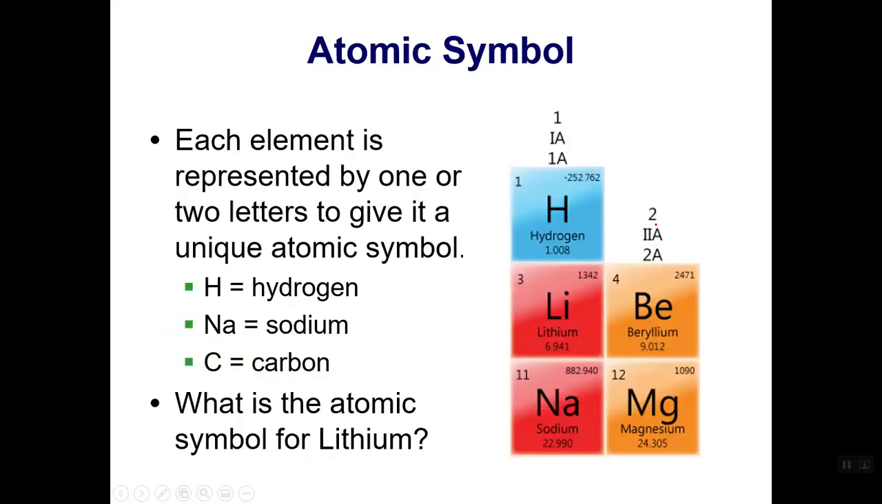Okay, so let's start with atomic symbol. The atomic symbol is just what it sounds like. It's just a symbol that abbreviates the name of an atom. So for example, hydrogen is H. Lithium is Li. Beryllium is Be. Magnesium is Mg, and sodium is Na. All right, and so that's just a few examples.